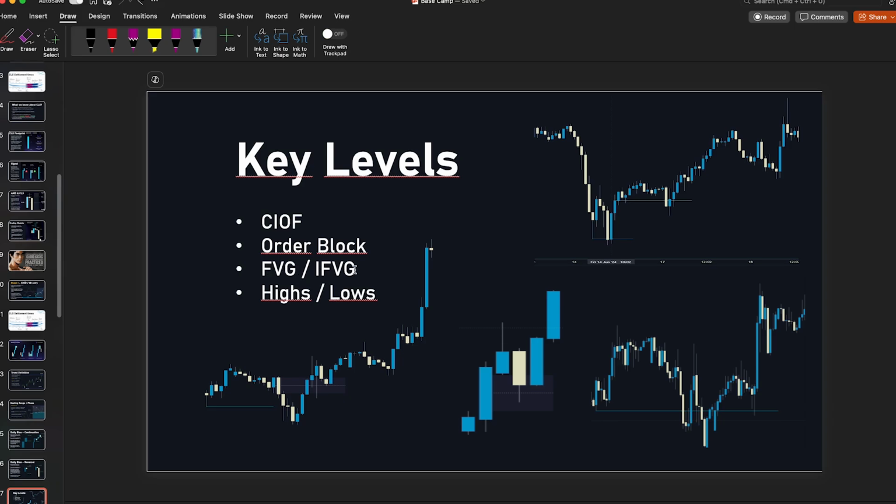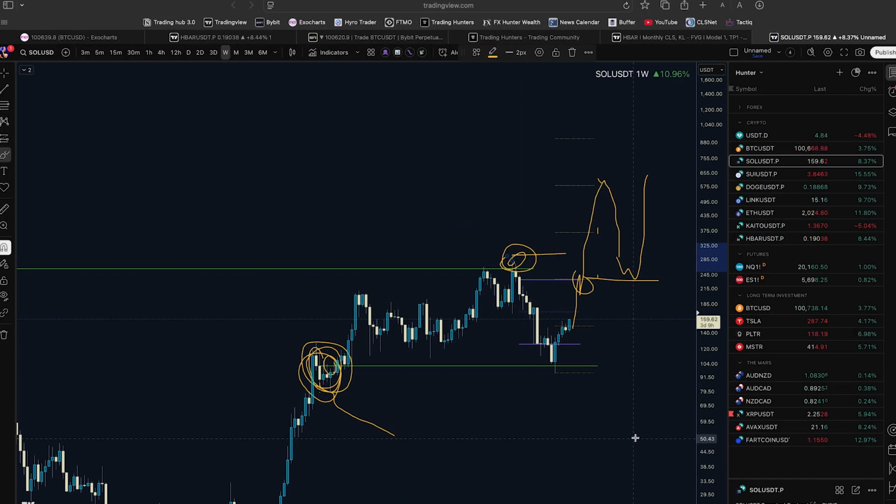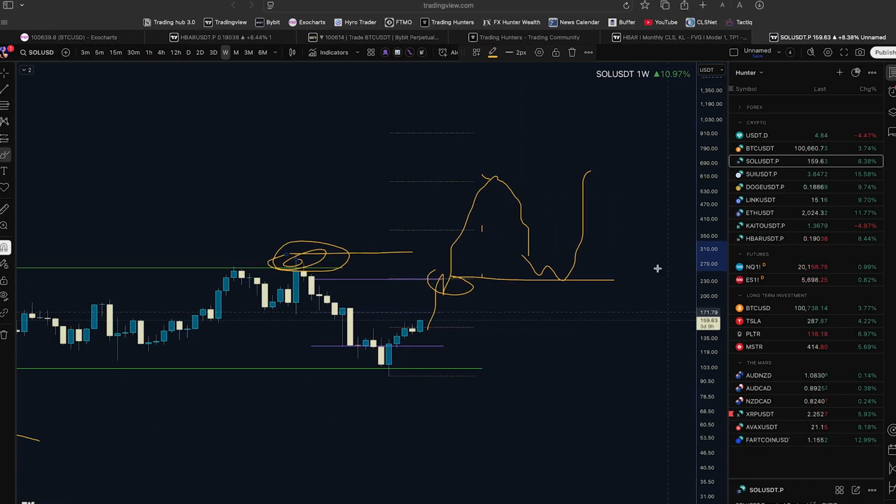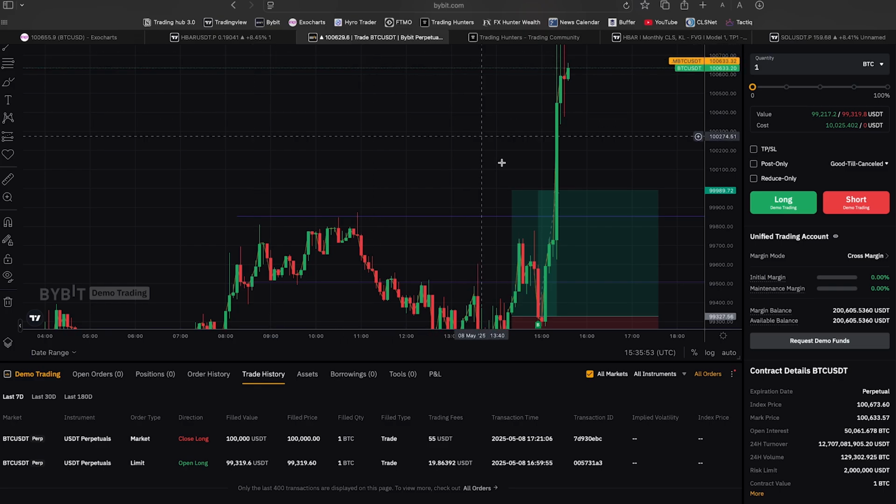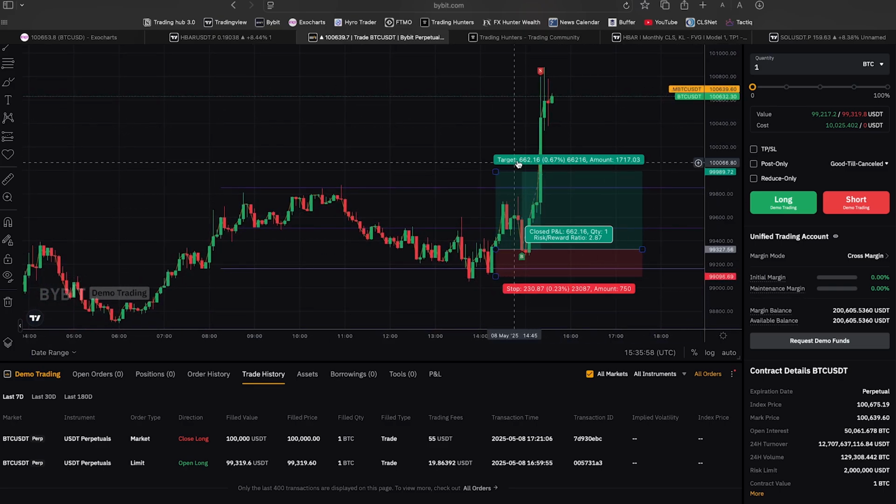Then we have fair value gap or inverted fair value gap, and all highs and lows, and change in the order flow. I'm focusing just on these 3 key levels, and that's where I'm taking the trades from. That's what works best for me. Shame that we didn't have the open profit in here, because this looks really good.